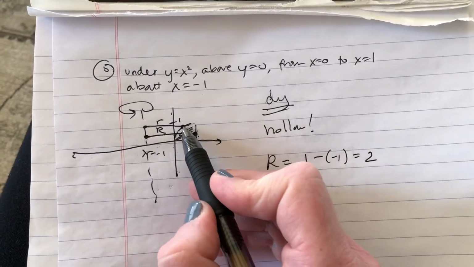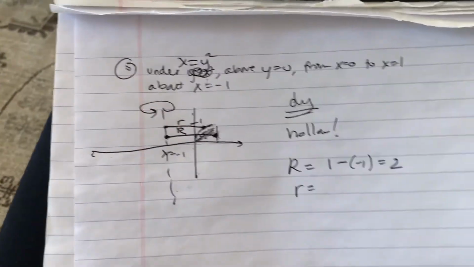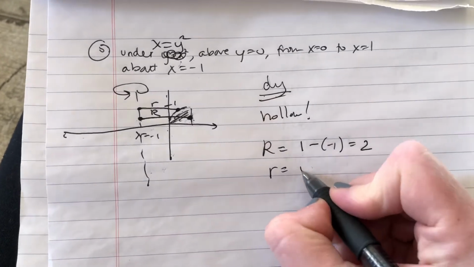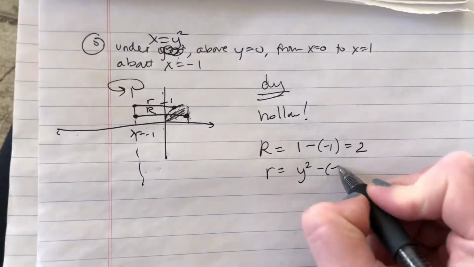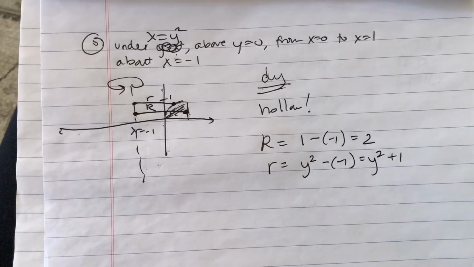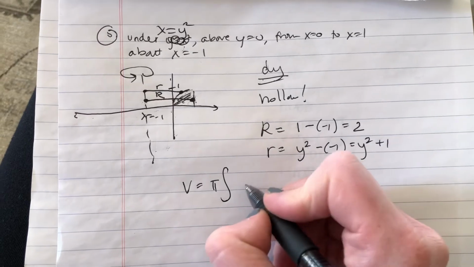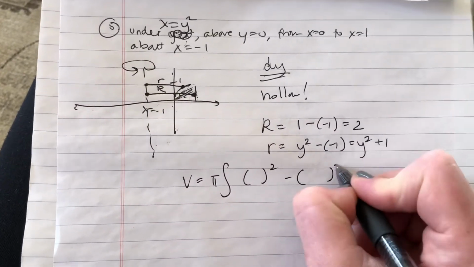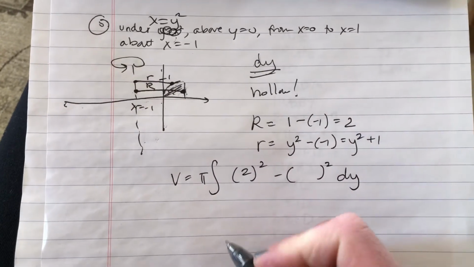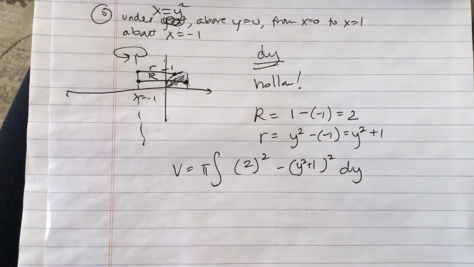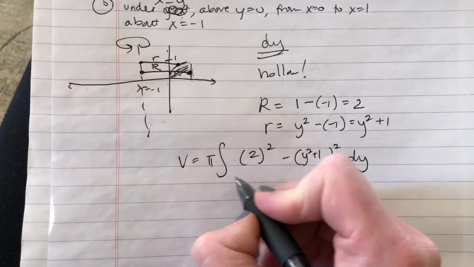For little r, on the right, it's touching my parabola. Oh, that should be x equals y squared, not y equals x squared. I apologize. Okay, so it's touching my parabola, x equals y squared. And then on the left, it's touching the axis of revolution, which is that -1. So I really have a y squared plus a 1 here. Okay, and then my volume is going to be pi times the integral of big R squared minus little r squared dy, because it's a vertical axis. All right, so I'm going to do 2 squared minus y squared plus 1 quantity squared. And everything here is y, so I check my y-axis for my bounds. So I'm just going to go from 0 to 1.